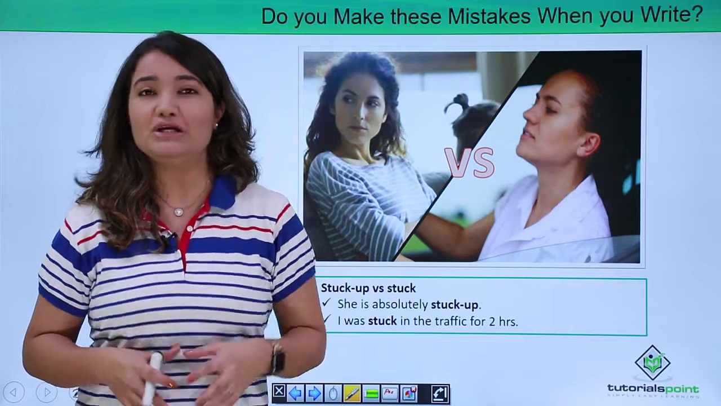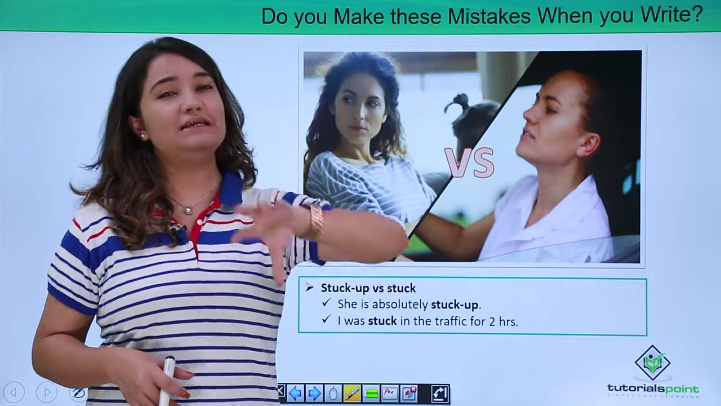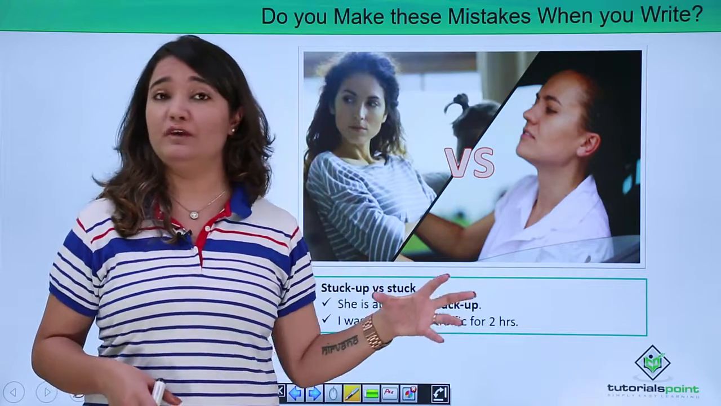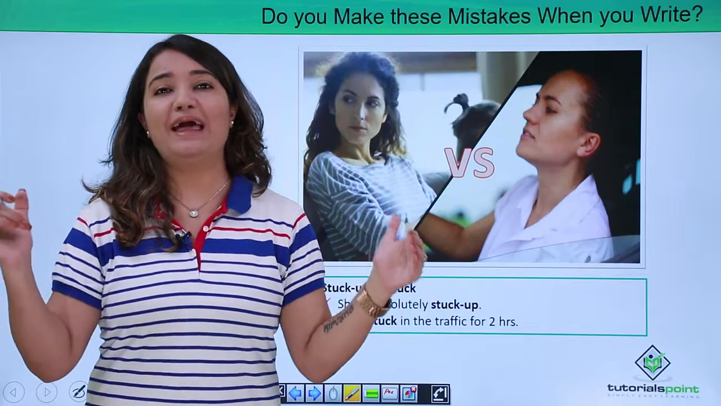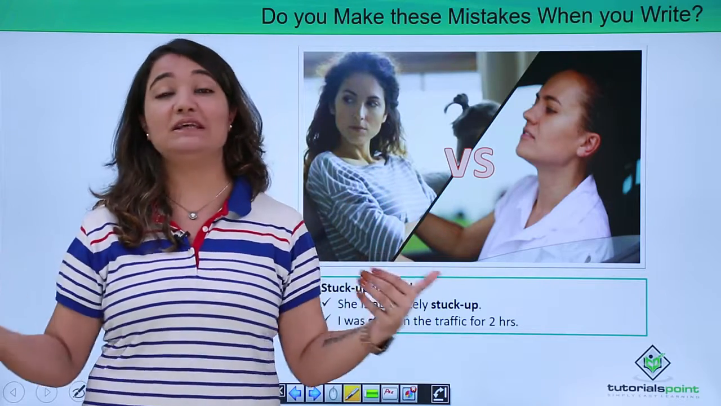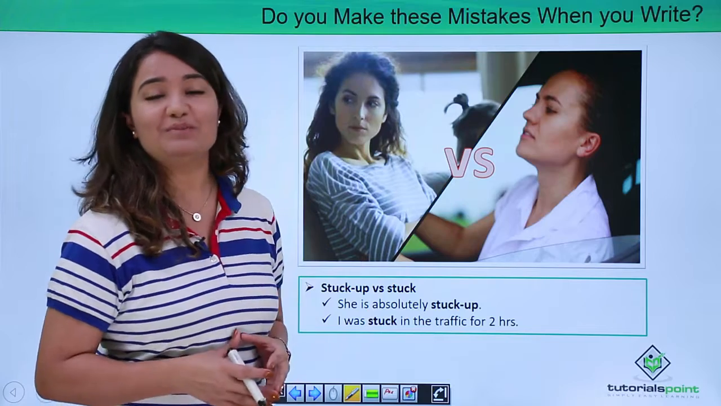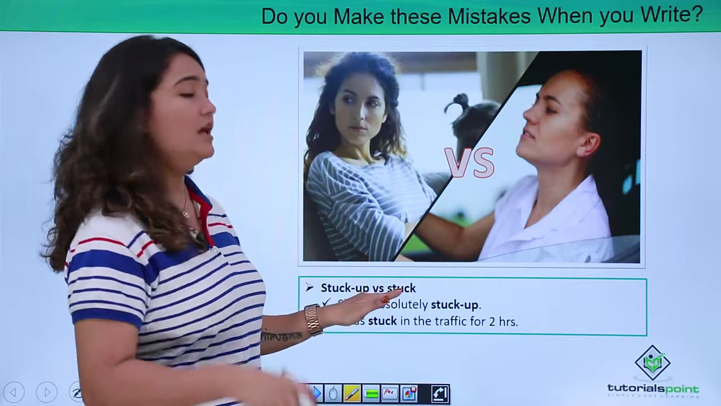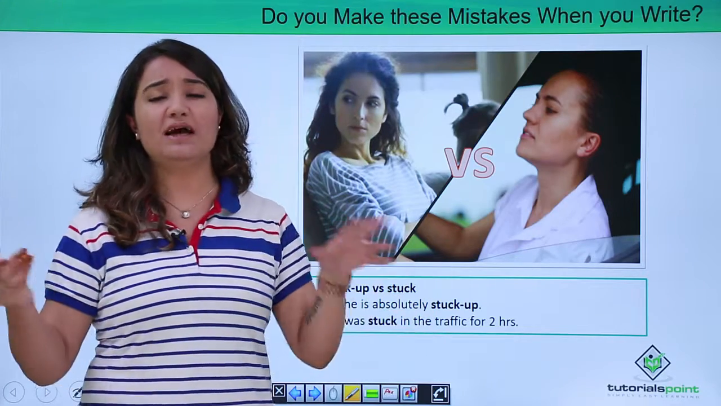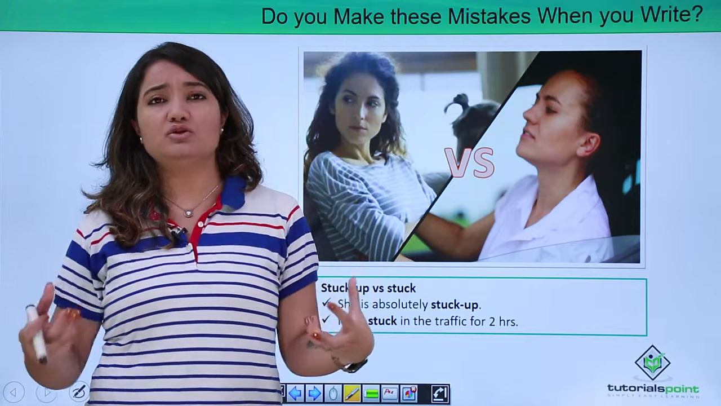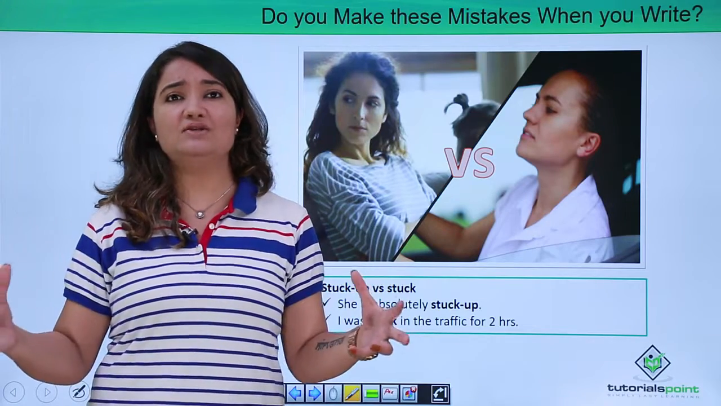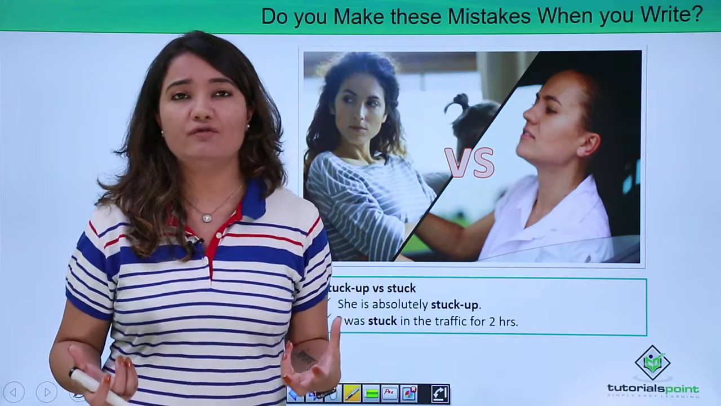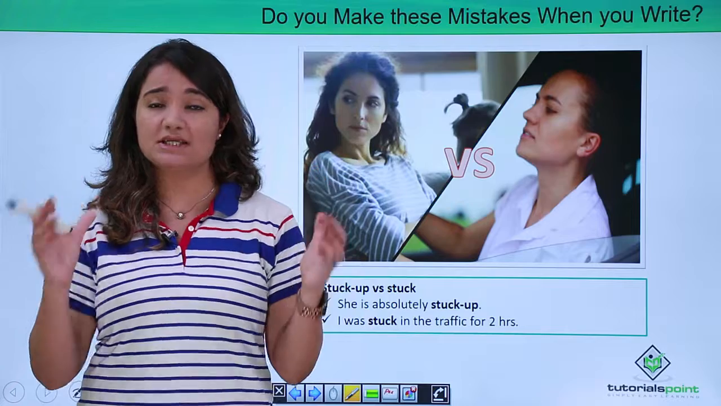She is so stuck up. When you call someone stuck up, it indicates that the person is very self-centered, full of ego, and cannot think anything beyond himself or herself. Well, you cannot be stuck up in traffic. You could be stuck in traffic. When you use the word stuck, it just means that you couldn't move out of traffic for maybe two hours or something. So you were stuck in the traffic.